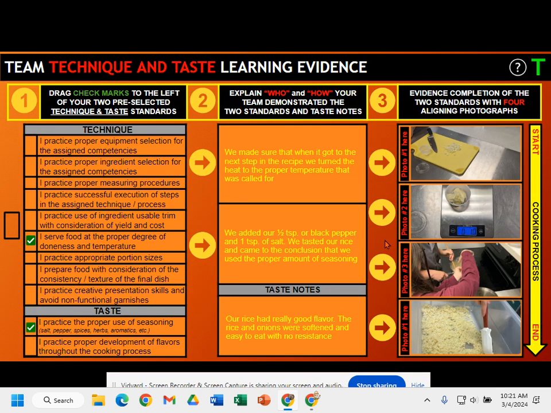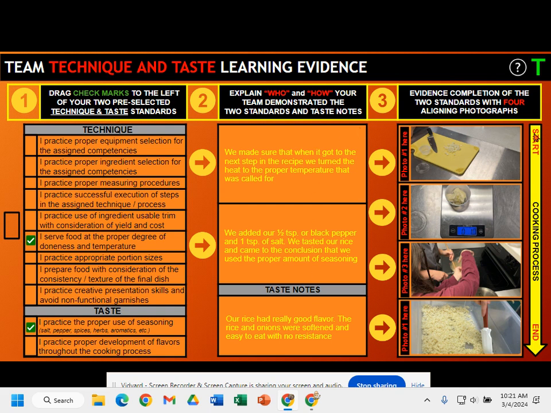Moving on to the T slide here, again, two standards would be selected. You would evidence those in these two upper boxes, and then you're going to produce a taste note. So the idea of the taste note is simply for you to make a comment on what you liked about it, what you disliked. It might even be a texture component that you liked or disliked, but how did it taste overall as a dish?